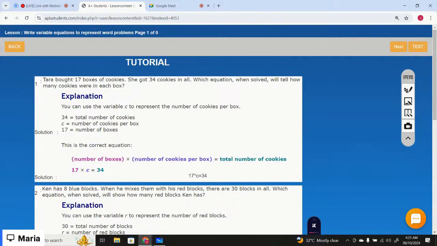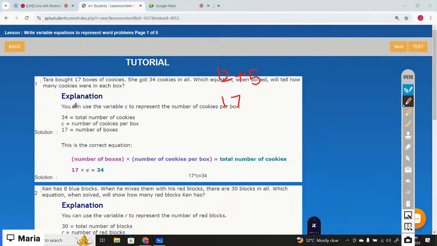Tara bought 17 boxes of chocolates. She got 34 cookies in all. Which equation, when solved, will tell how many cookies were in each box? So she bought 17 boxes and got 34 cookies in all. The boxes she got is 17, right? And you don't know how many cookies per box, but the total cookies are 34. So that is 17 times C equals 34.